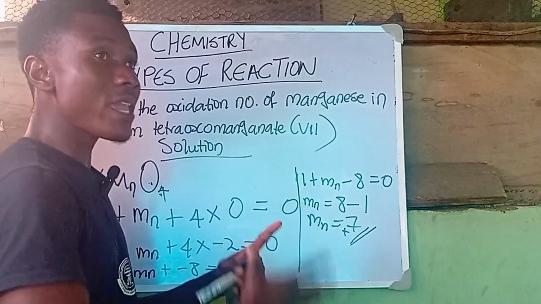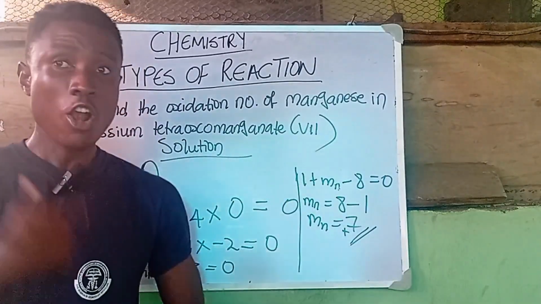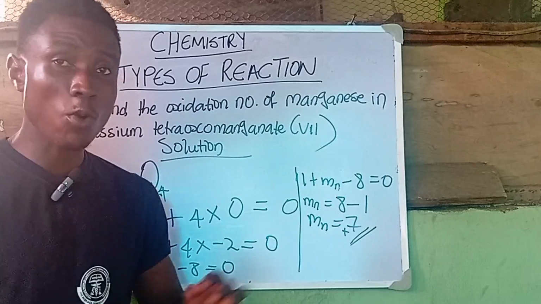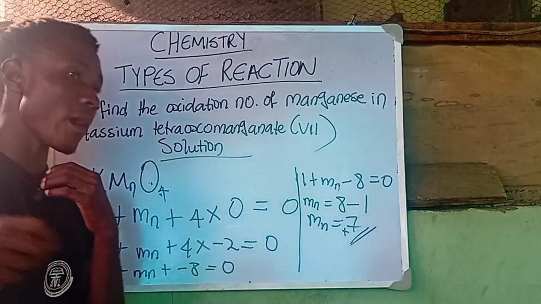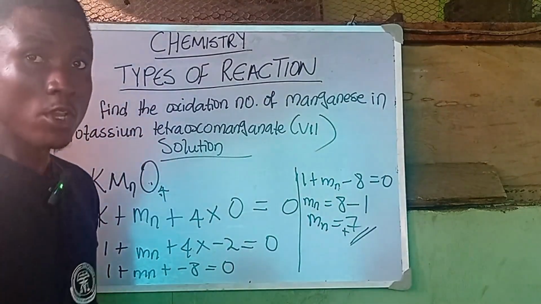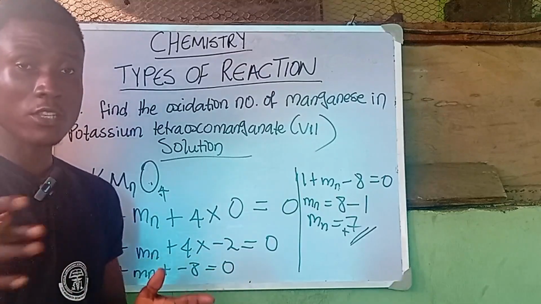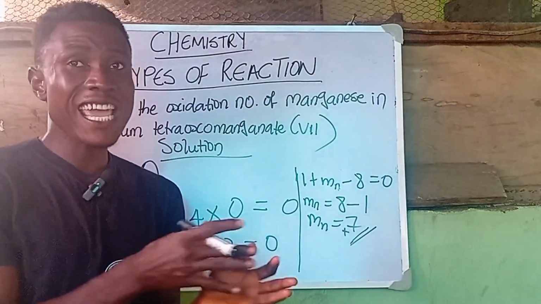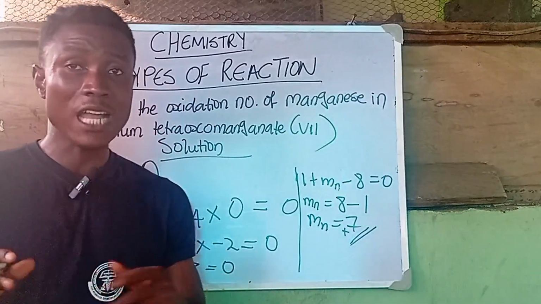That is how we can solve oxidation number. When we enter our past question series, I will be teaching you more and more how to solve for oxidation number. So this is basically based on types of reaction, talking about what a reaction is all about: the substances that start a reaction, which are known as the reactants, and the end product, known as the product.